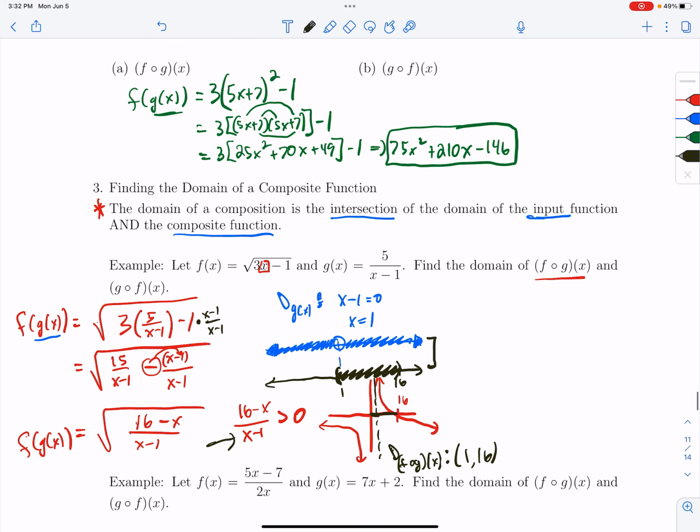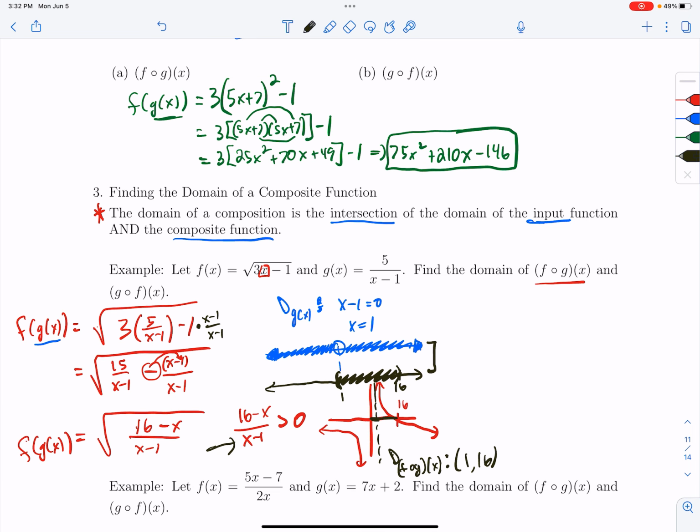So my domain, when I look at the overlap of that, well, what part is shaded in both of these? Well, I start at 1 on both of these, and then I go up to 16. The blue graph keeps going to the right, but because I stop on the black graph at 16, the part that's shaded in both of these is 1 to 16. So what we'd say is the domain of f circle g of x is from 1 to 16, and that would be it.